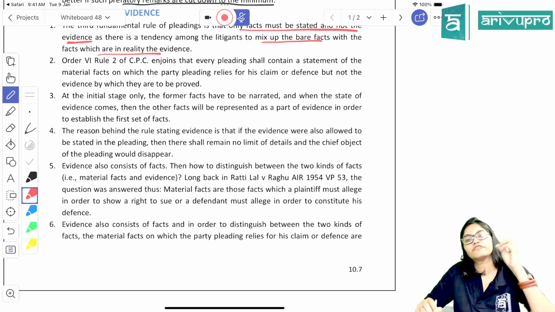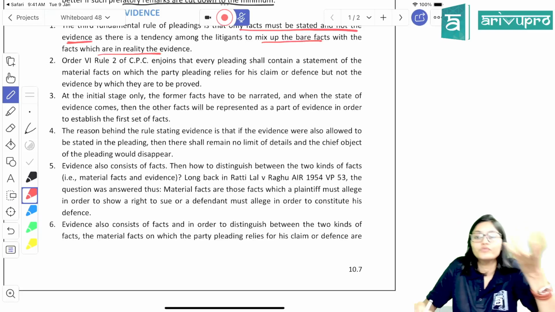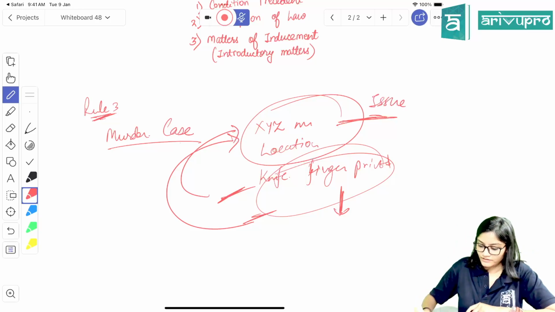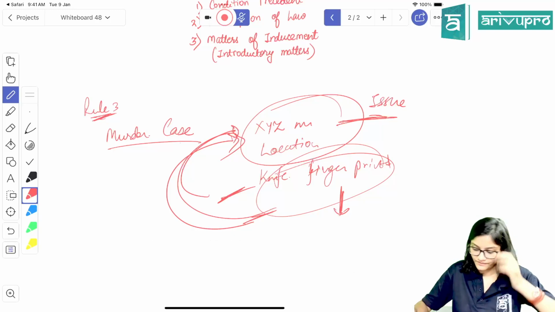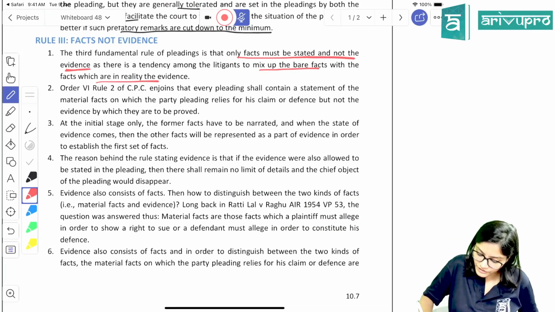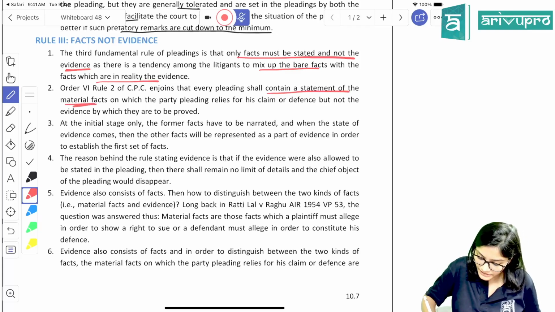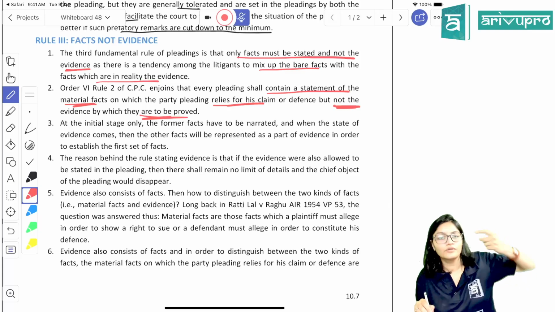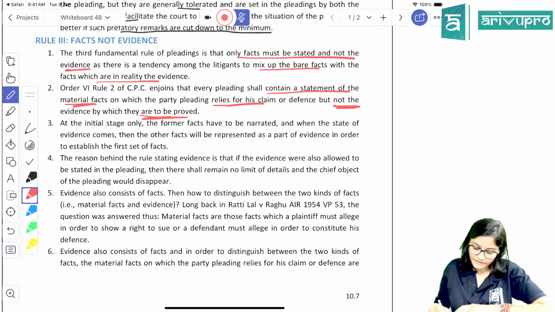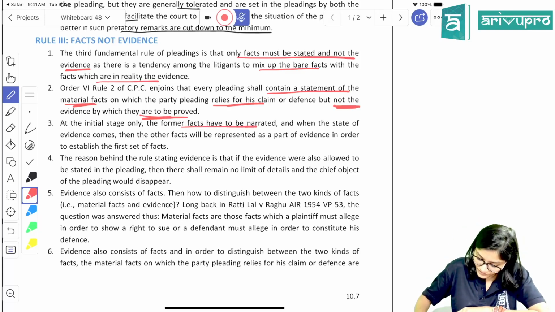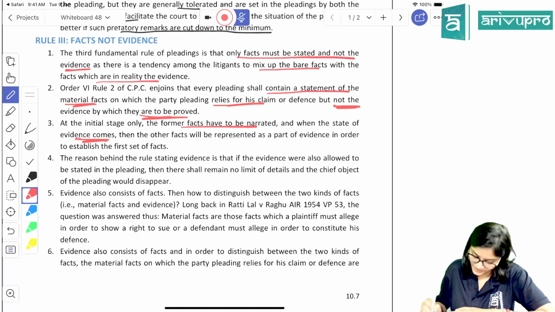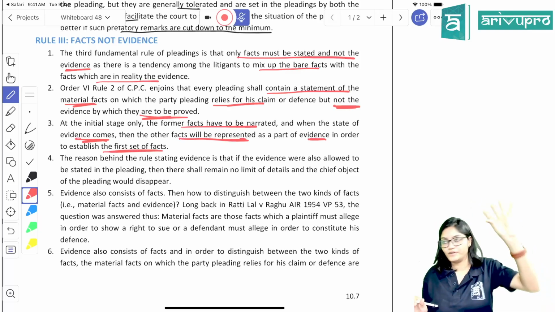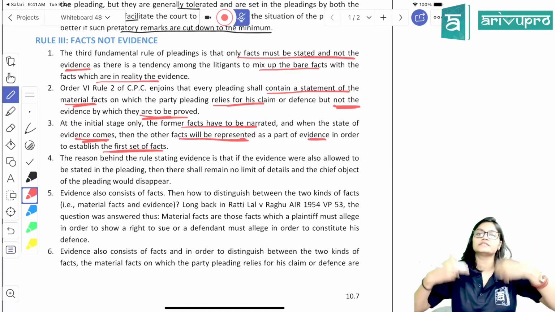So initially what you will do, only the facts we will narrate. Later on, the facts which will help you to prove it. That means this fact is helping me in the case to prove the fact in issue. This is the issue. This is helping the case. So then later on you will narrate this. So what the CPC is saying? Every pleading shall contain a statement of the material facts on which the party pleading relies for his claim or defense, but not the evidence by which they are to be proved. Don't mention that evidence by which you are going to prove your facts. At the initial stage only, the former facts have to be narrated. And when the stage of evidence comes, then you mention the other facts. Then the other facts will be represented as a part of evidence in order to establish the first set of facts. Initial set of facts you have mentioned. Later on, when the evidence stage comes, then you mention the other secondary facts.